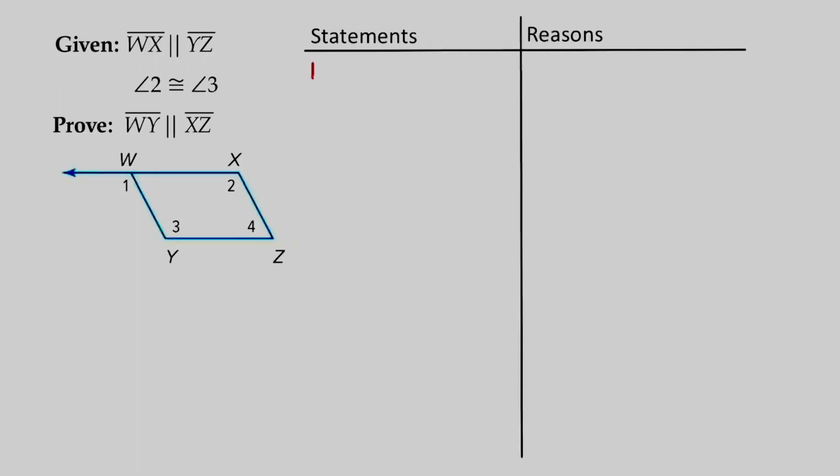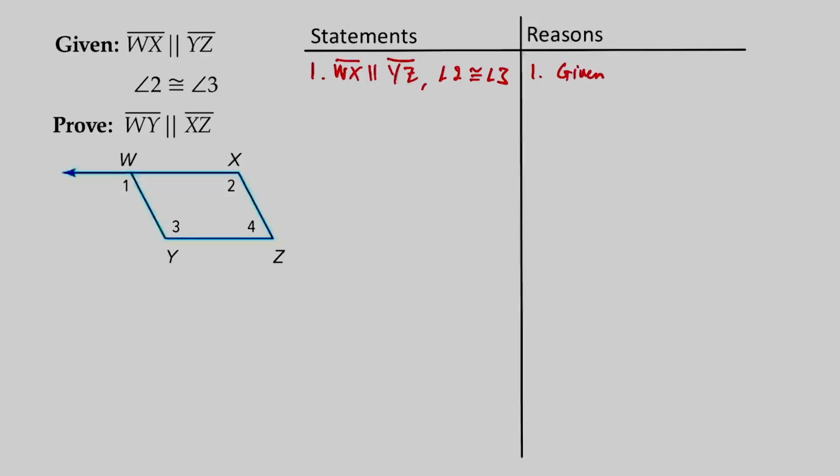Let's start off with our given statements that side WX is parallel to side YZ and that angle 2 is congruent to angle 3. And of course, we're able to write those statements because they are given.